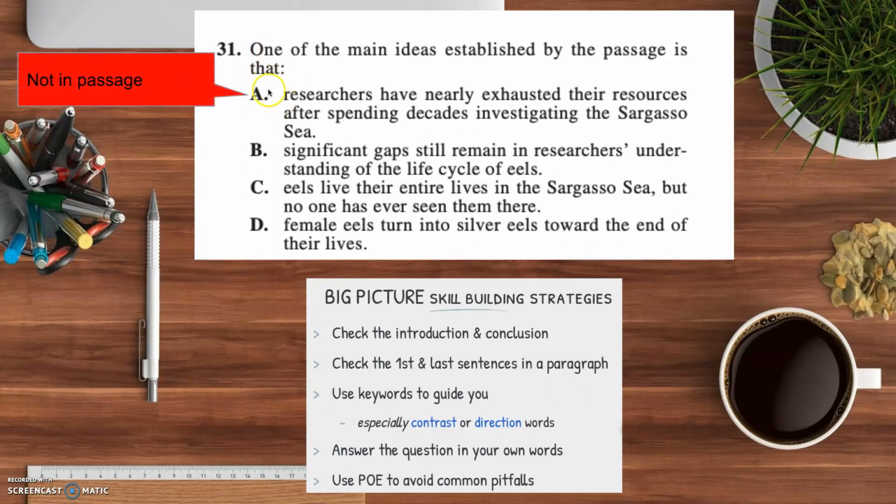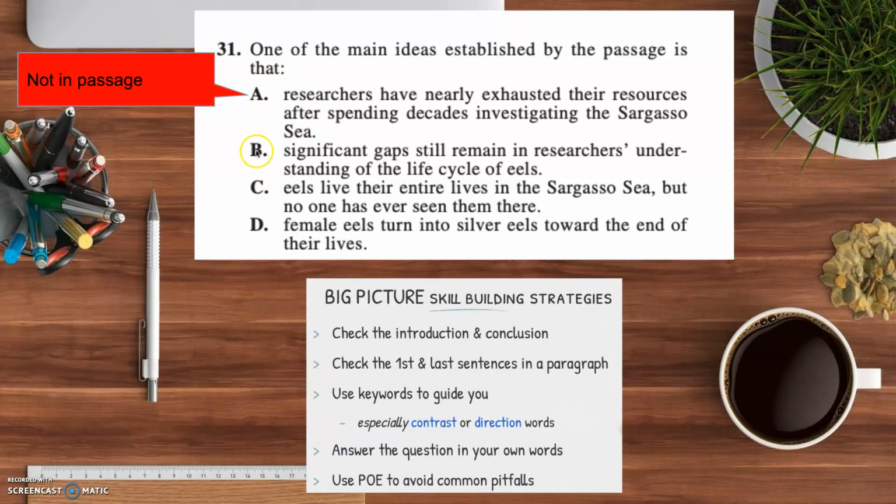It says, researchers have nearly exhausted their resources after spending decades investigating the Sargasso Sea. I do not recall reading anything about exhausting resources. Okay, I know they spent decades investigating the sea, but this wasn't part of the passage. So I can go ahead and eliminate this because its wrong answer type is, well, it's simply not there. Okay, so let's look at option B.